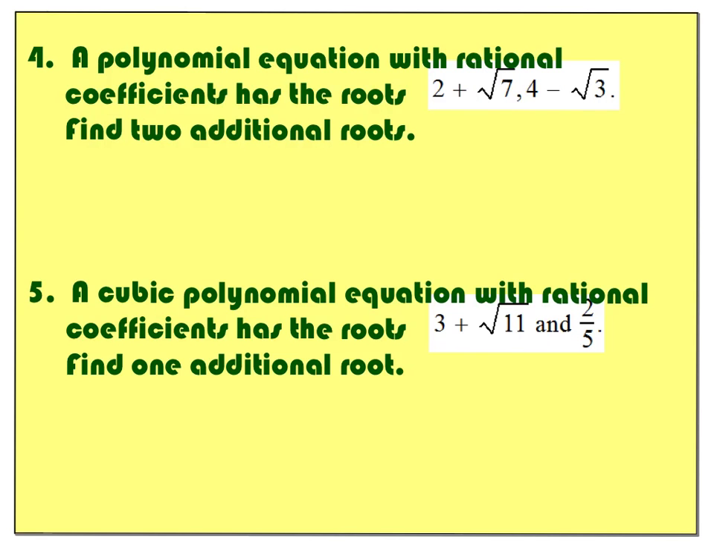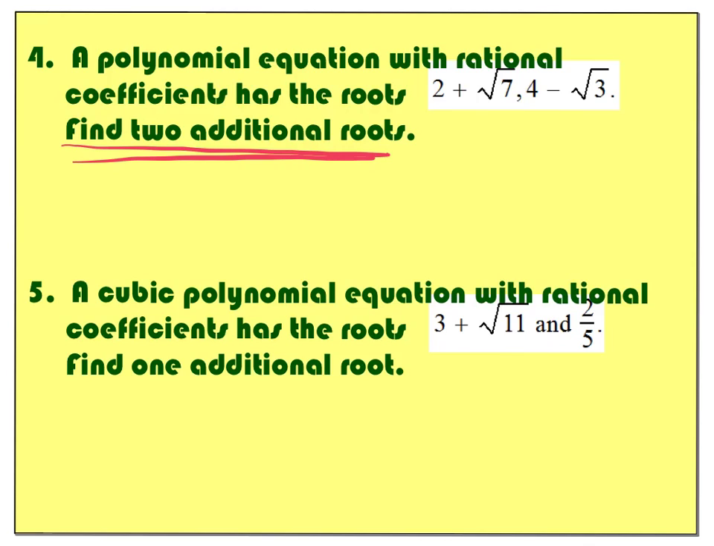For number 4, it asks you if a polynomial with rational coefficients has the roots 2 plus radical 7 and 4 minus radical 3. So it gives you 2 roots. Find 2 additional roots. That's the important part. That's what we need to figure out. That's what they're asking us to do. Find 2 additional roots.